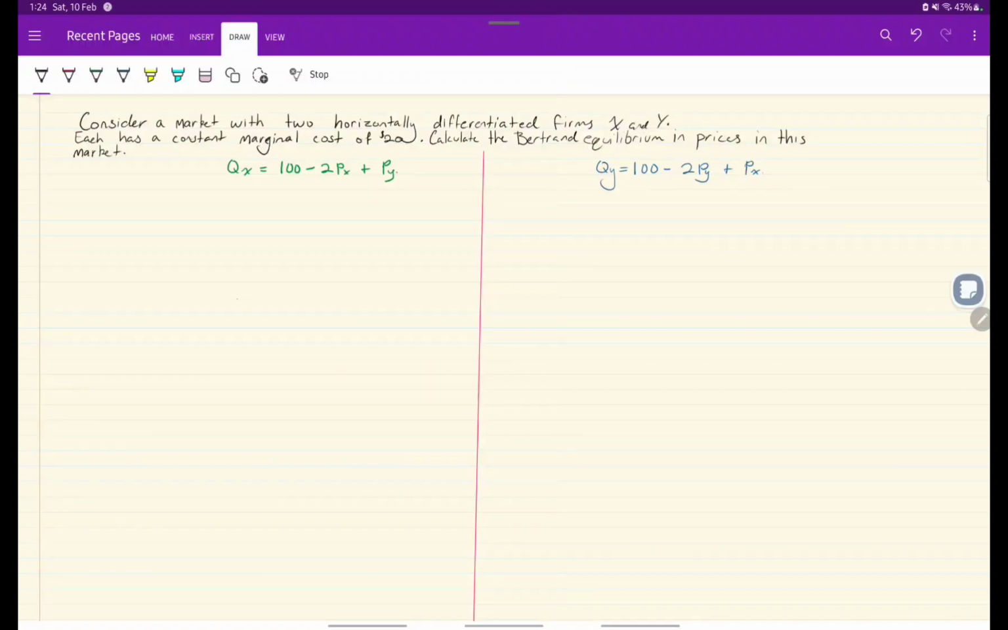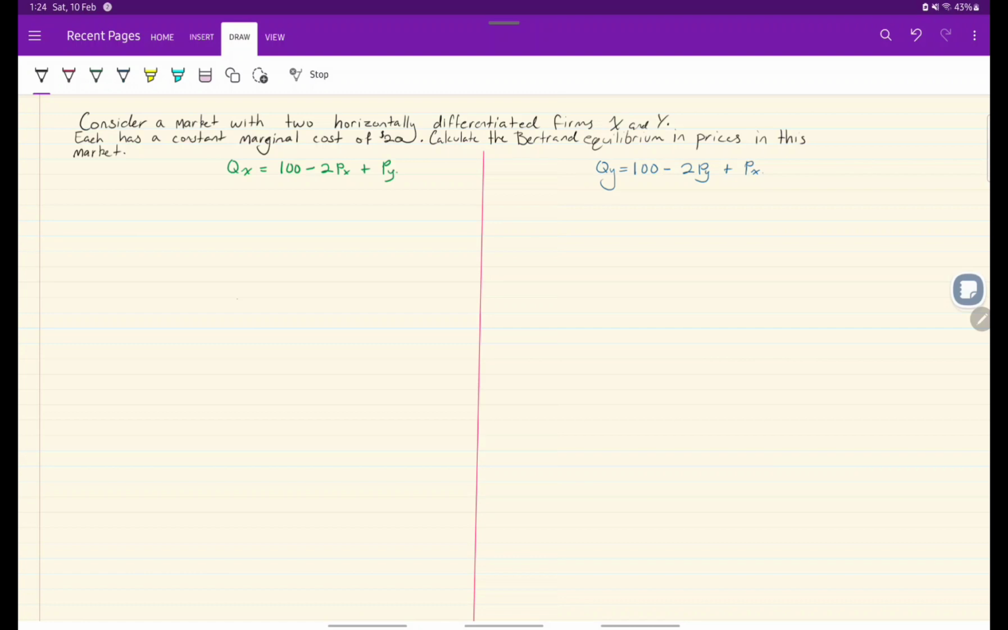Okay, so we have a question. Consider a market with two horizontally differentiated firms, X and Y. Each has a constant marginal cost of $20. Calculate the Bertrand equilibrium in prices in this market.